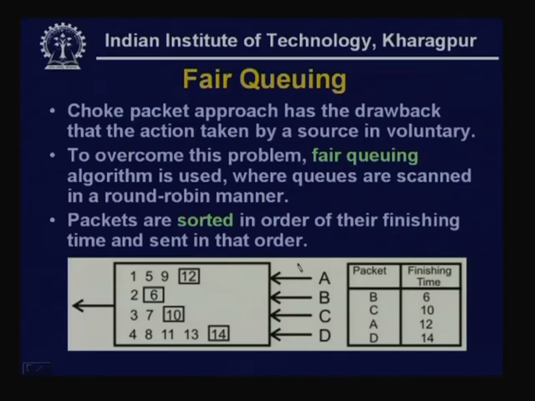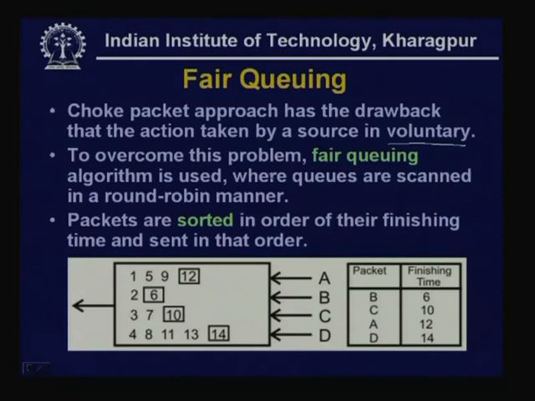This choke packet approach has one serious drawback: the action taken by a source is voluntary. That means a source node after receiving a choke packet may decide to reduce the traffic or it may not reduce the traffic. To overcome this problem, the fair queuing approach is used, where queues are scanned in a round robin manner, and packets are sorted in order of their finishing time. Byte by byte scanning is done, and the finishing times are found out.